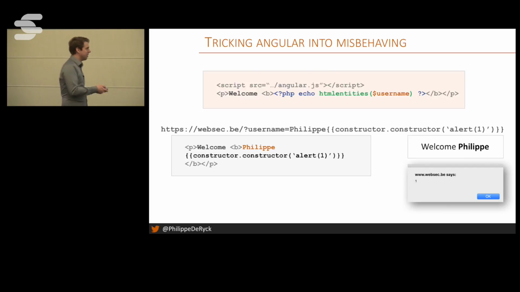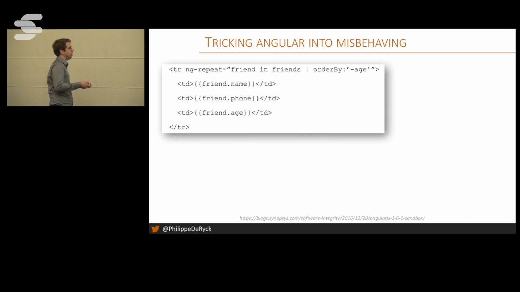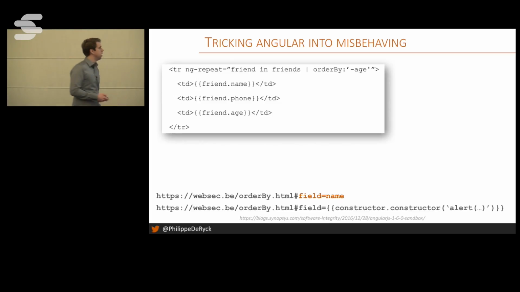So this is definitely a problem. Why? Because the server doesn't see this as problematic code. It's not HTML executable. It only becomes executable because Angular is there. And it happens on the client side as well. So Angular has this order by filter, which you can use to order a table. So you can simply give it a string. The string matches a field here. And doing it like this, actually this is reverse order and the name of the field, Angular will sort the table for you.